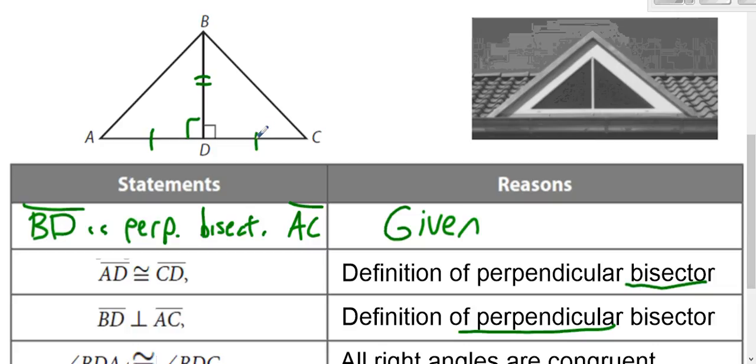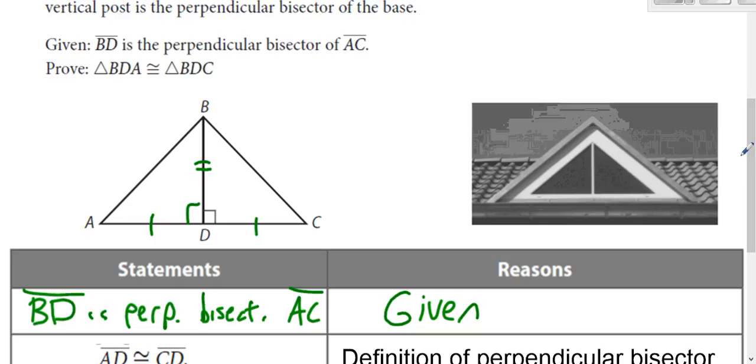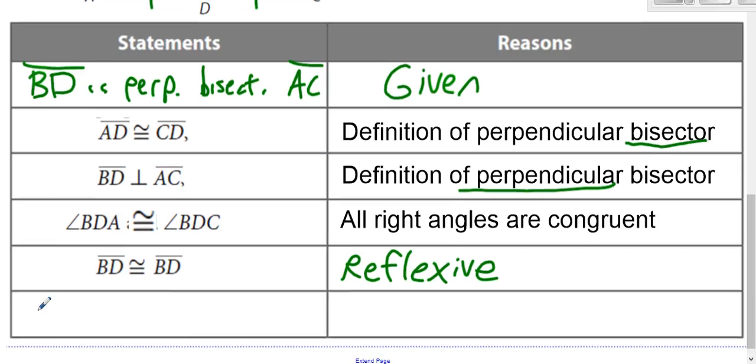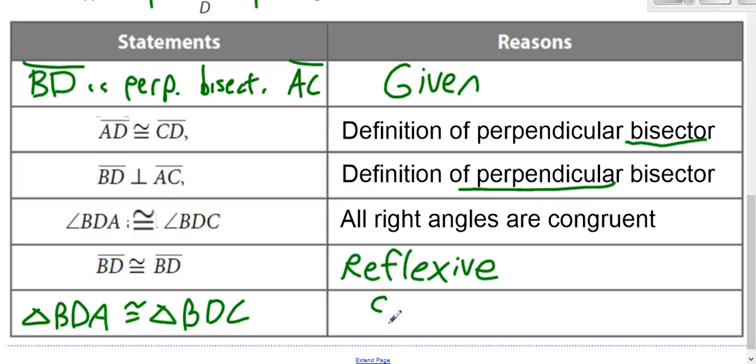So now we've got two sides and the angle in between. So the triangles will be congruent. Triangle BDA is congruent to triangle BDC. And that was because we have the two sides and the included angle. That's side, angle, side.